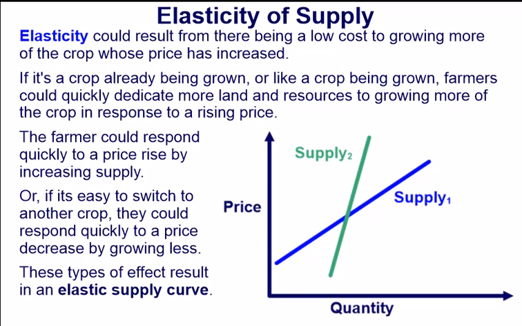Elasticity could result from there being a low cost to growing more of the crop whose price has increased. If it's a crop already being grown, or like a crop being grown, farmers could quickly dedicate more land and resources to growing more of the crop in response to a rising price. The farmer could respond quickly to a price rise by increasing supply, or if it's easy to switch to another crop, they could respond quickly to a price decrease by growing less. These types of effect result in an elastic supply curve.